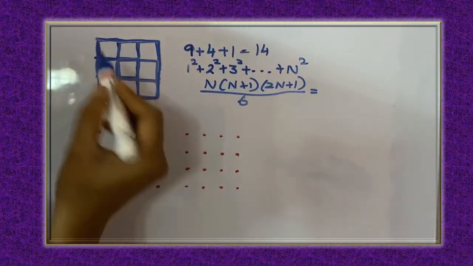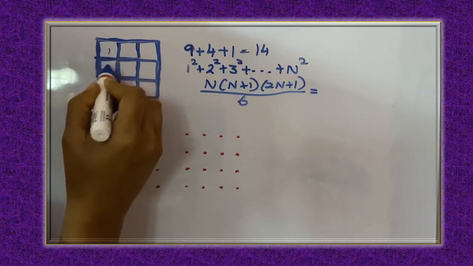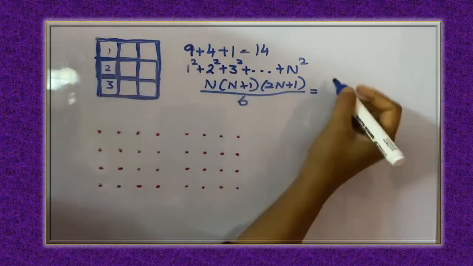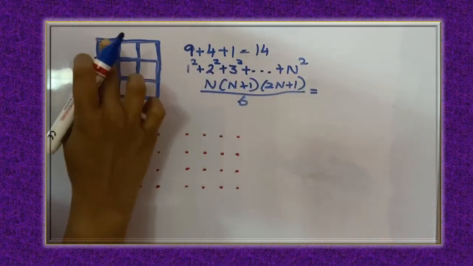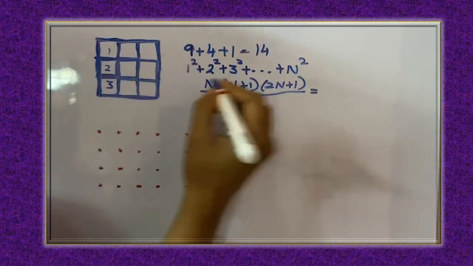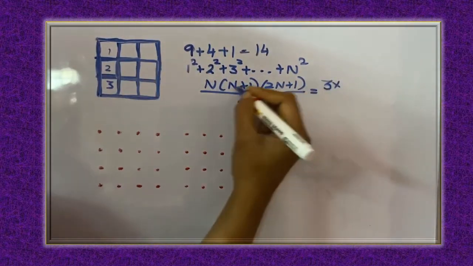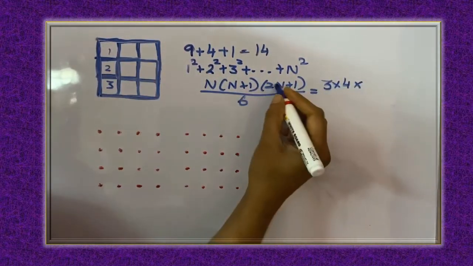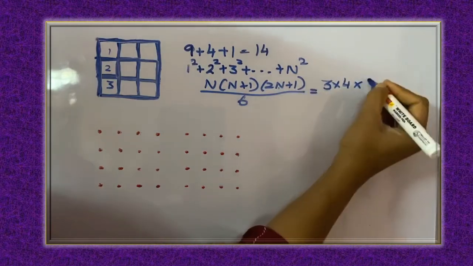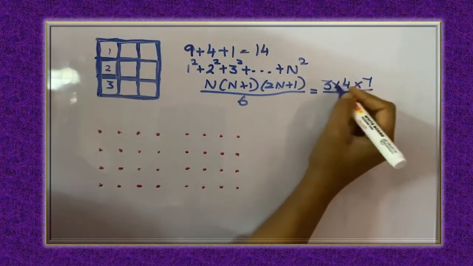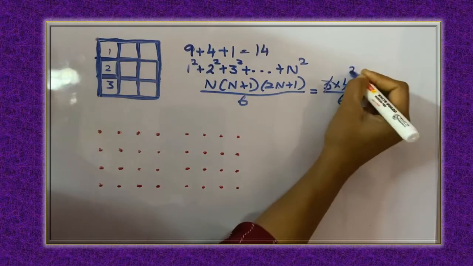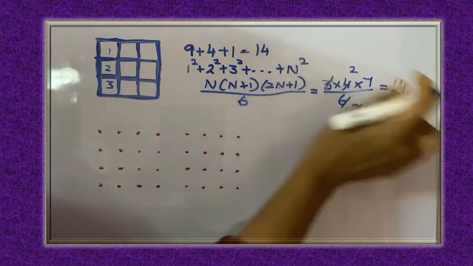You can take either vertical or horizontal. 1, 2, 3. It's 3 squares, right? Like this you can take, or 1, 2, 3. So n is 3. N plus 1, 4. 2n, 2 into 3, 6 plus 1, 7 divided by 6. So cancel it, which is 14. We got the same answer.